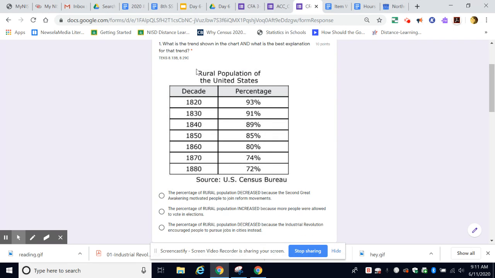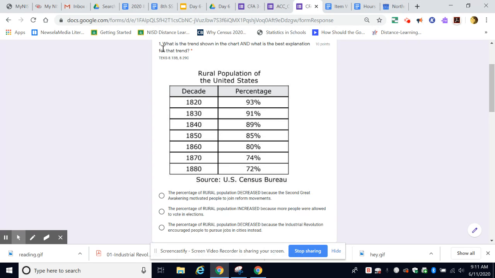So let's look at the chart first. It says rural population of the United States. So remember what rural is. You can look at your Quizlet vocabulary flashcards if you need to refer to. Okay. So the rural population of the U.S. First, we have the decade, so it's going 1820, 1830, all the way to 1880. And then we have the percentage. So we see 93%, 91%, 89, going down all the way to 72% of the U.S. population was rural at each of those years. Okay, so be thinking about what's happening to that rural population over time.